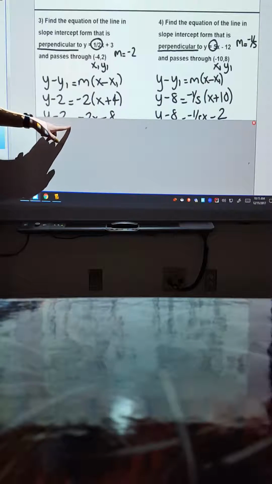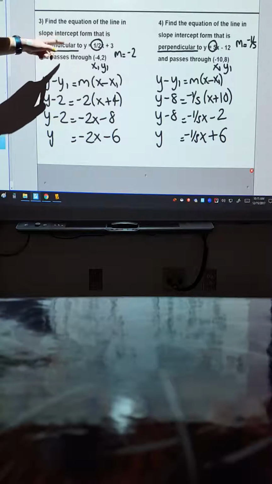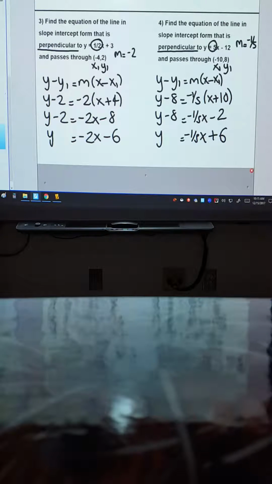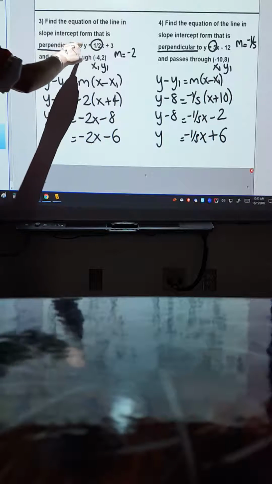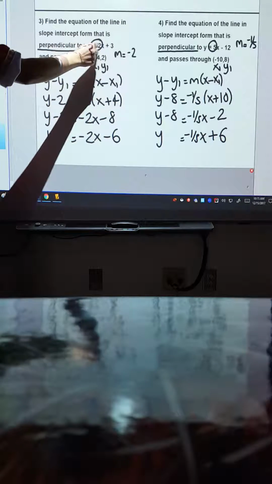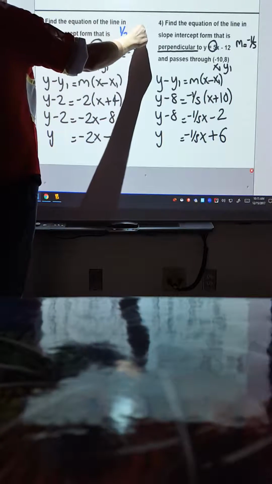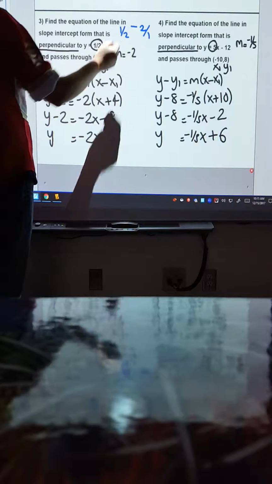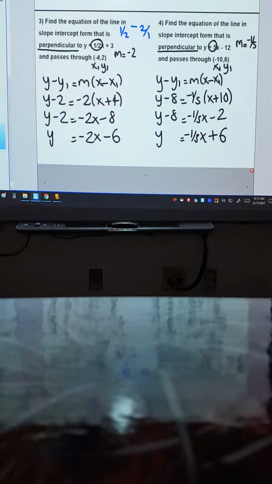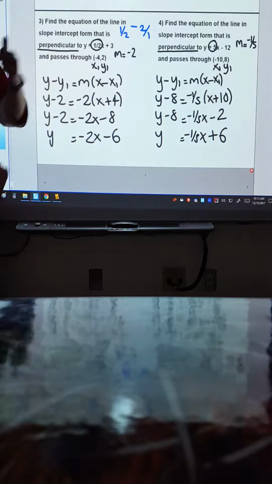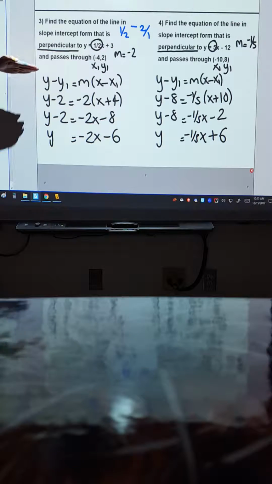The last 2 questions are all based on perpendicular. So when we see the word perpendicular, we know we have those 2 steps to follow. So the slope of this one to begin with is 1 half, because this is in slope-intercept form, the number in front of the x. So when we're doing perpendicular, we have to flip this number, and we have to change the sign. And negative 2 over 1 is just negative 2. And then once we have our slope and we have our point, we're just going to follow those same 4 steps that we covered in 5.1.